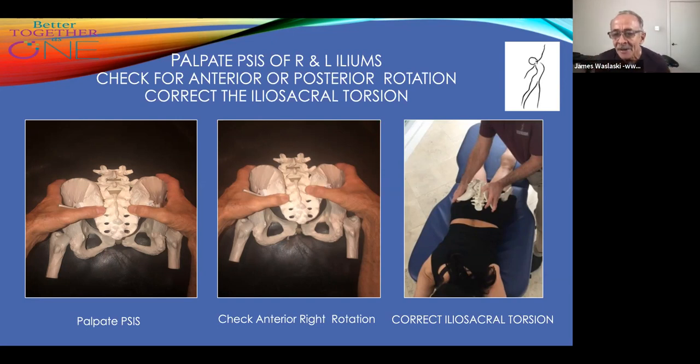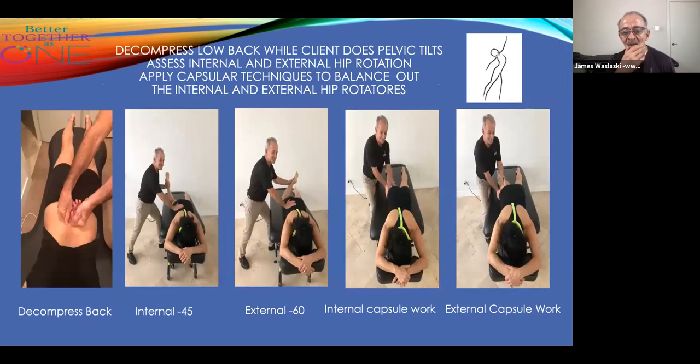And it just feels so good. They go, oh, my SI joint pain feels better. My bulges aren't as compressed and twisted. My sciatica has gone away. Simple technique sometimes. Then just decompress the back and balance out the internal and external hip rotators.